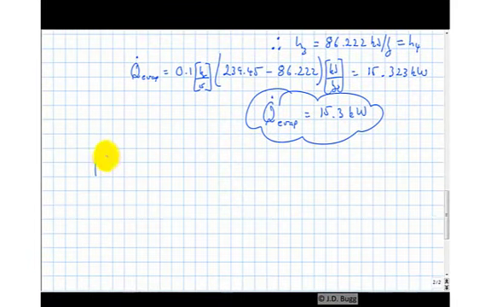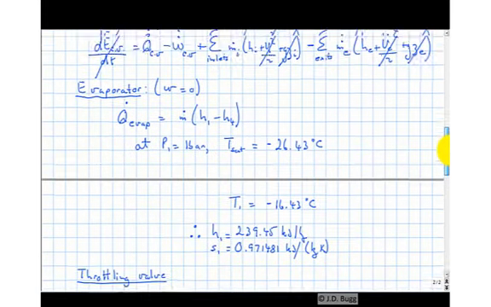Next, we're looking for the coefficient of performance. So remembering what the coefficient of performance is, it's the refrigeration effect that we just found, Q dot evaporator, divided by the compressor work, or more correctly, the absolute value of the compressor work. So this part we've got. Now we need to turn our attention to the compressor work. So let's go back and take a look at that.